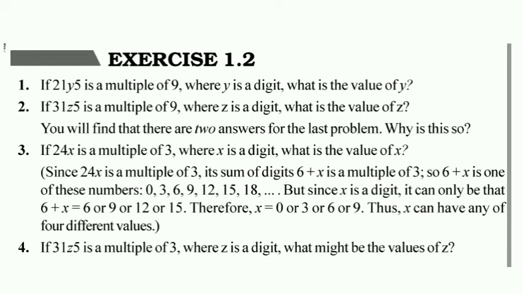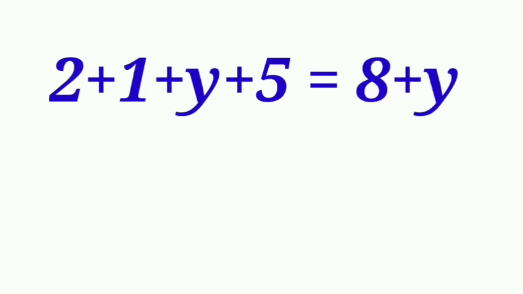The first question here they have given: if 21y5 is a multiple of 9 where y is a digit, what is the value of y? It is very simple. First you add all digits: 2 plus 1 plus y plus 5. You will get here 8 plus y.